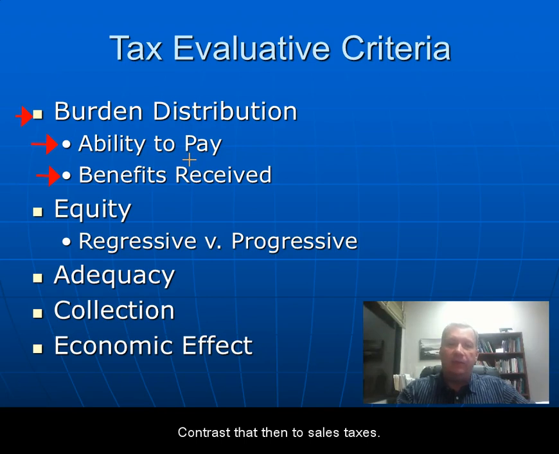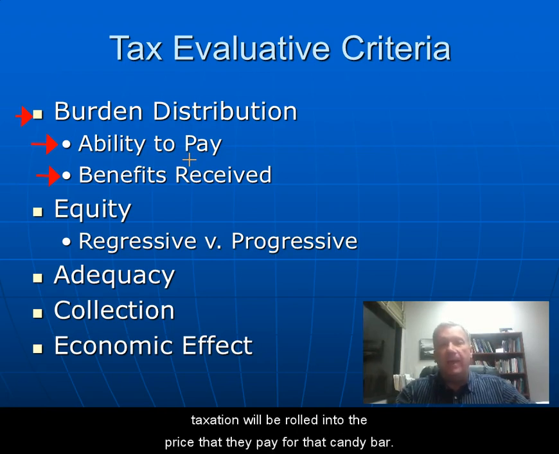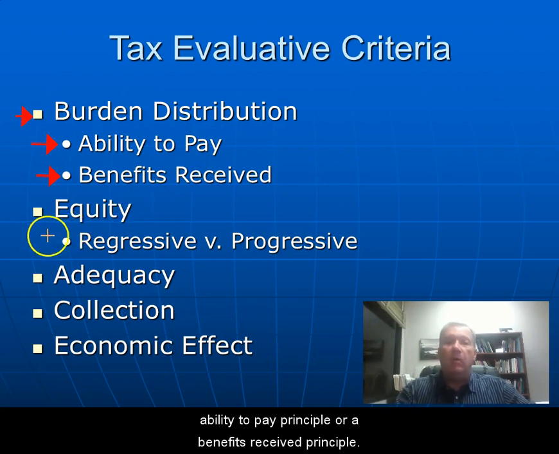Contrast that then to sales taxes. With sales taxes, we use a benefits received principle. So we will index the tax burden to the benefit that someone receives from consuming some type of a good or a commodity. So again, we're not going to ask someone how much money they make when they purchase a candy bar. The amount that they pay in taxation will then be rolled into the price of that candy bar. So burden distribution, who pays, is based upon either an ability to pay principle or a benefits received principle.